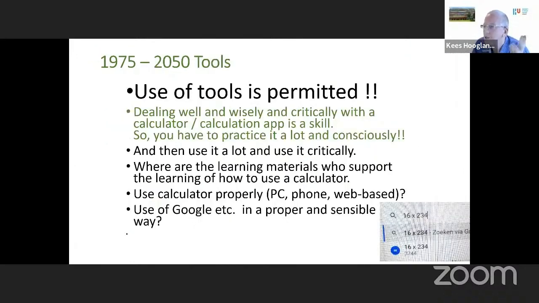Okay, so if we combine that a bit with the tool used, it's very interesting to realize that tools are permitted. Of course, adults use tools. So dealing wisely and critically with a calculator is a skill. You have to practice that. Some people don't really understand what a calculator does, how it is with the order of things, etc.